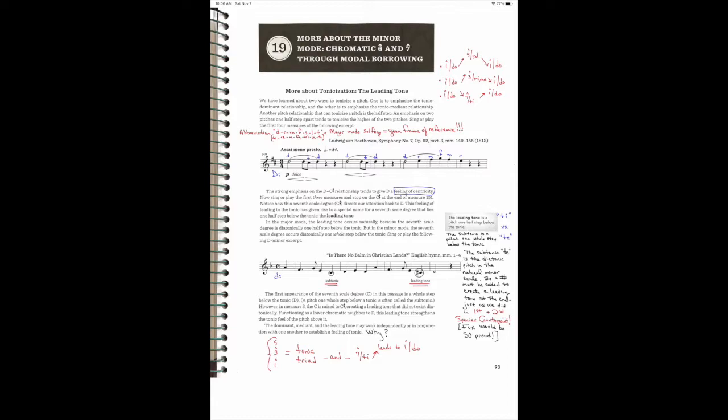Another pitch relationship that can tonicize a pitch is the half step. So how about do, ti, do? That one's a very strong one. I just harmonize it with 1, 5, 1 with do, so, do in the bass and do, ti, do, which makes a perfect authentic cadence. Yeehaw. I wrote a chart up there with those red bullet points on the upper right part of the page, just to show you what we just discussed.